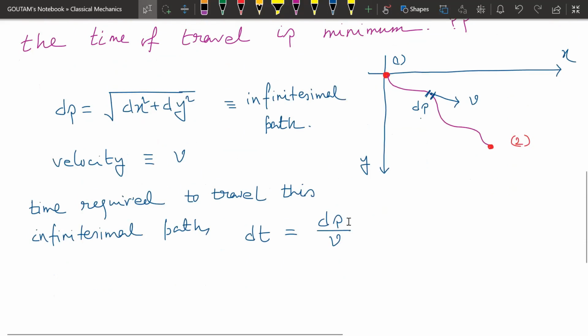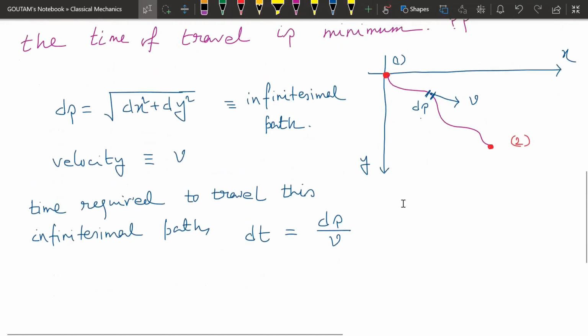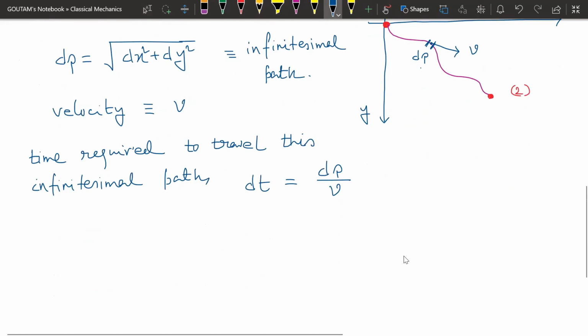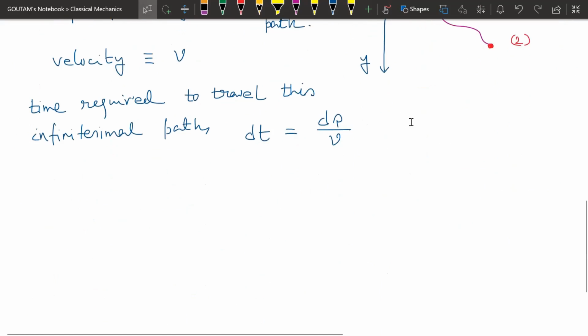We'll assume that the path is so small that the velocity is not changing during this path. So now what is v? We need to calculate v. The particle is falling under gravity, and initially it was at rest.